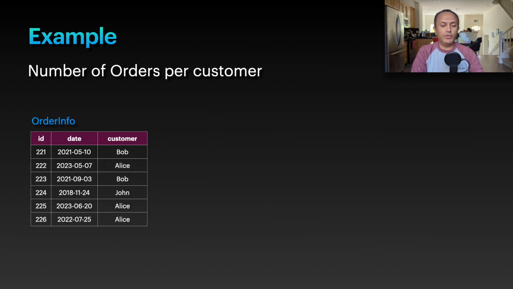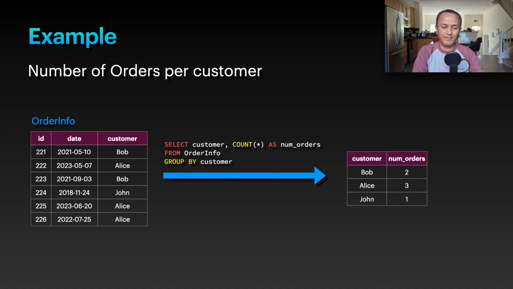Another example: this is the orders table. It has different orders. Each order has its date and the customer that made this order. And we want to get how many orders per customer we have. I don't really care about the dates. I don't care about amounts. I only care about the number of orders in this case. So the query would look like this, and this is the output that we will get. Each customer with the number of orders associated with that customer.